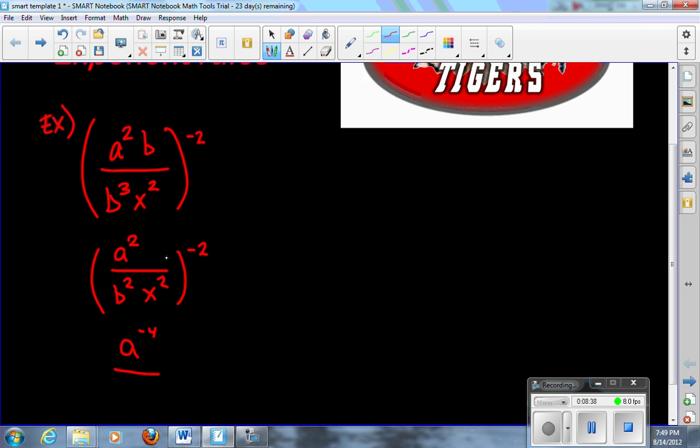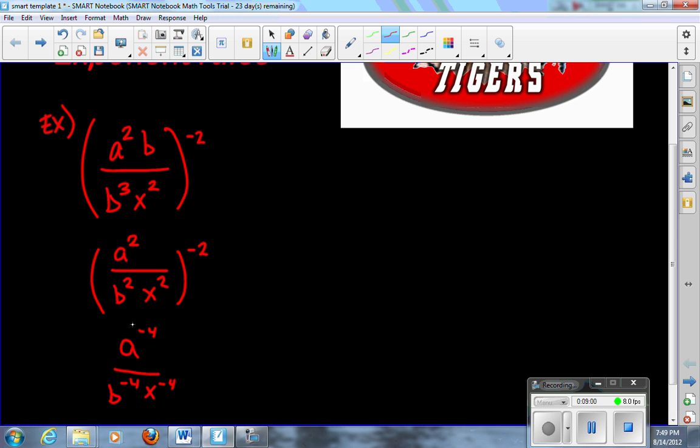All of this in here is getting raised to this power, so I'll move on to this one. B to the 2 to the -2 is b to the -4. X squared to the -2 again is x to the -4. So this is what I get after I raise everything to the -2 power.